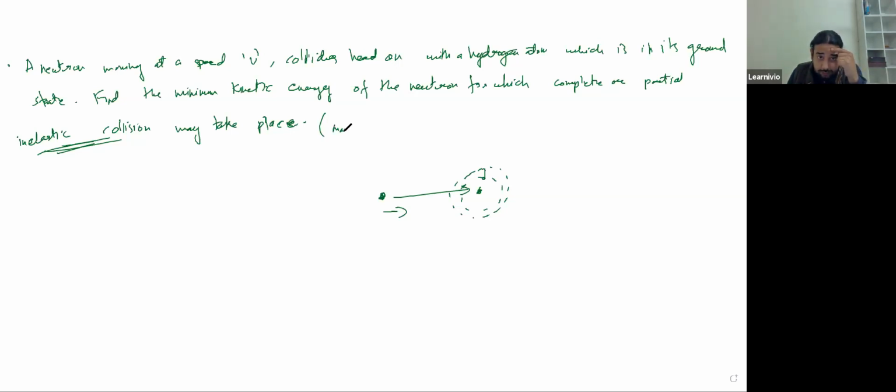Given the mass of the neutron will be equal to the mass of the hydrogen atom, which is equal to m, that is 1.67 × 10^-27 kilograms.